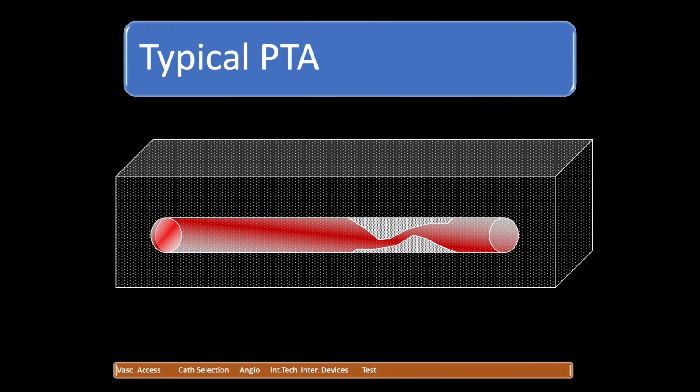Then different types of balloons are there, basically balloons in a PTA. This is an arterial section where you have a stenosis like this. What you have to do in PTA is first cross the stenosis with a wire, and over the wire you put the balloon. The balloon is placed over that, and then you inflate the balloon. The plaques will get crushed, and then the lumen is opened.